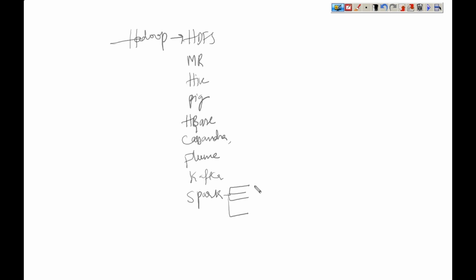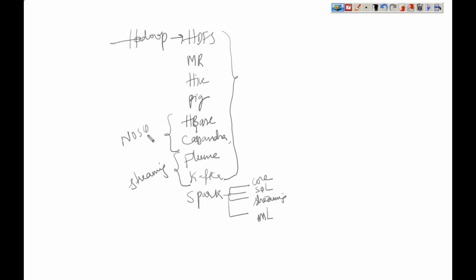The entire Spark has totally five components, but I'm going to give you the info that we are going to discuss only four components: Spark Core, Spark SQL, Spark Streaming, and Spark Machine Learning. So these four components we are going to discuss as part of Spark. And with respect to big data, these are the different components. These two are the streaming components, and these are the NoSQL databases. These are the topics that we are going to cover in our entire course.